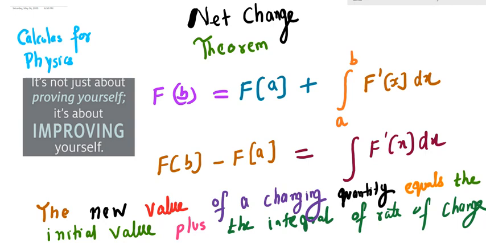This is what net change theorem is all about, that the new value of a changing quantity like displacement is equal to the initial value plus the integral of rate of change. So go through this, read it carefully, and try to understand it from physics point of view. There is a maths called definite integration, but if you read it from net change theorem, you will start understanding that definite integration actually is nothing but the change in the physical quantity, which is calculated using integration, and the integration is of rate of change.